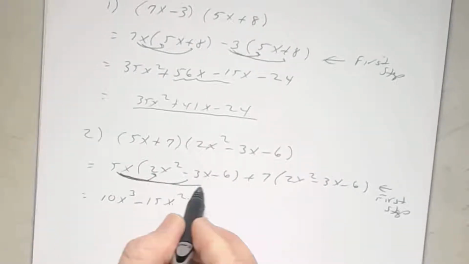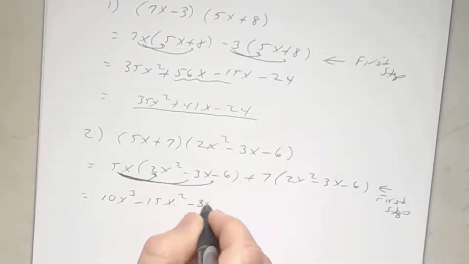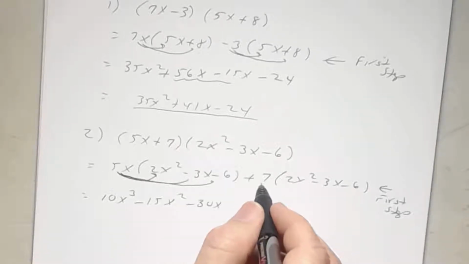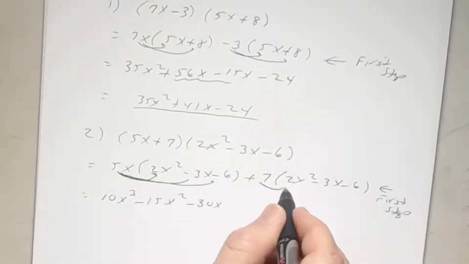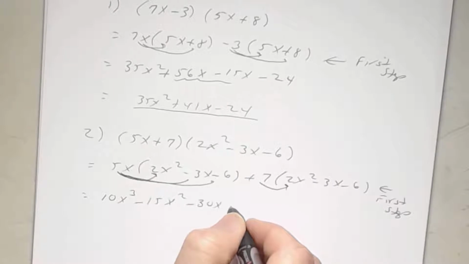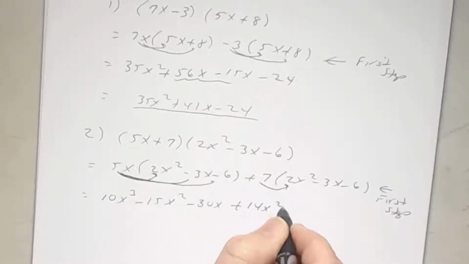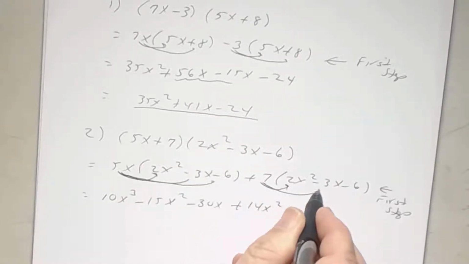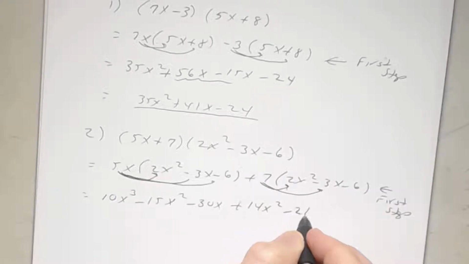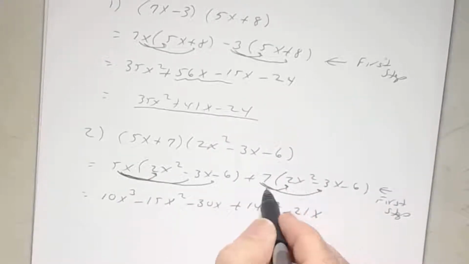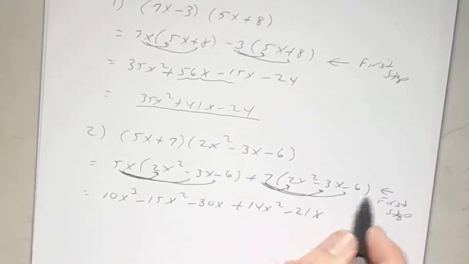What's 5x times a negative 6? Negative 30x. All right. Now the next one. What's a positive 7 times 2x squared? 14x squared. What's positive 7 times negative 3x? Minus 21x, right? And then what's a positive 7 times a negative 6? Negative 42. So that's what I have.